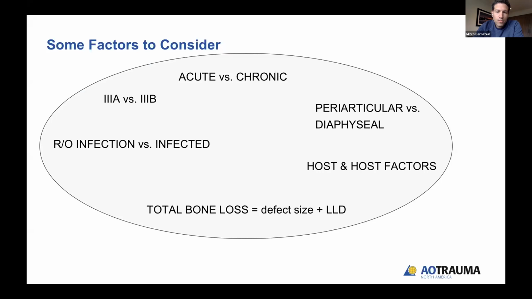And this concept of total bone loss, where you have a bone defect and you need to appreciate and work up: is there an existing limb length discrepancy in addition to the defect size? That'll give you an idea of the total bone loss. What kind of host is it? What kind of host factors are you dealing with? Is it a smoker, diabetic? How old is the patient? What kind of support do they have? A lot of us work in referral centers. How far away did the patient come? Are they going to be able to come back every week or two for treatment if you're doing some sort of bone transport? And again, is the lesion diaphyseal or periarticular?